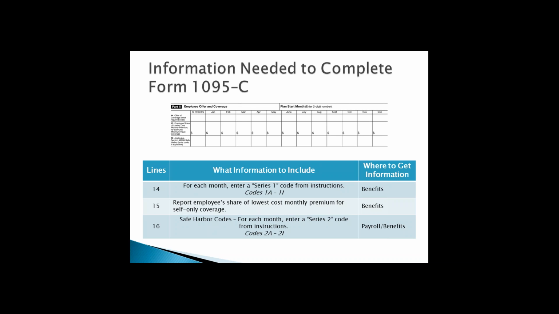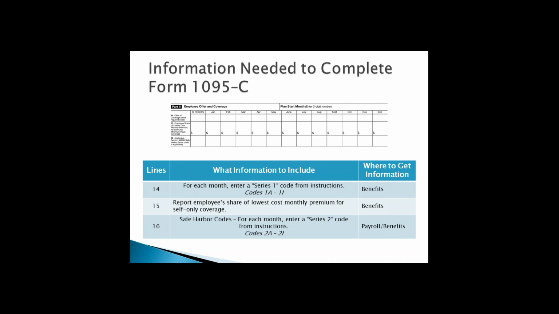Code 2C, the employee enrolled in coverage offered. Code 2D, employee was in Section 4980H, limited non-assessment period. Code 2E, the multi-employer interim rule relief. Code 2F is the W-2 safe harbor method. Code 2G is the poverty line safe harbor. Code 2H is the rate of pay safe harbor. And then lastly, code 2I is the non-calendar year transition relief that applies to the employee.